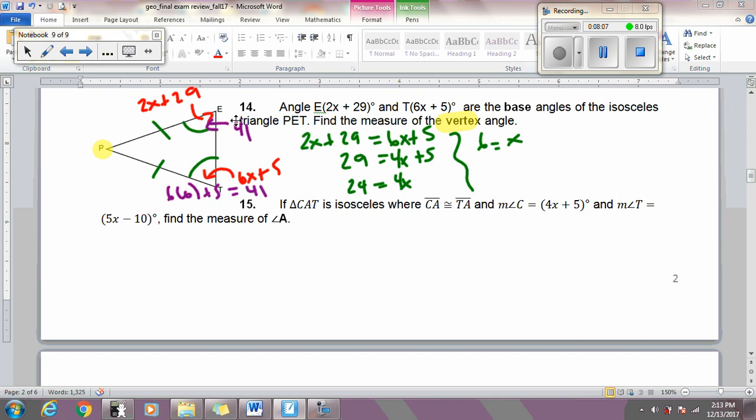Now, what do I know about all three angles of a triangle, folks? They all add to equal 180 degrees. So I would take 180 minus 41 minus 41 again to get my angle measurement P. And in doing so, I would get 98 degrees is the measure of angle P.